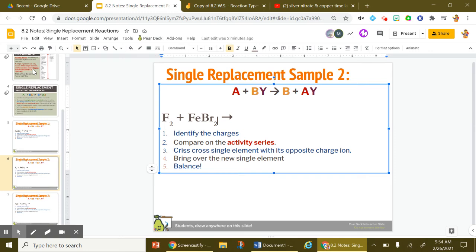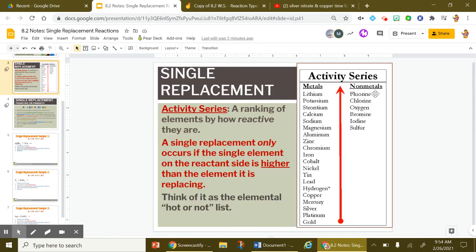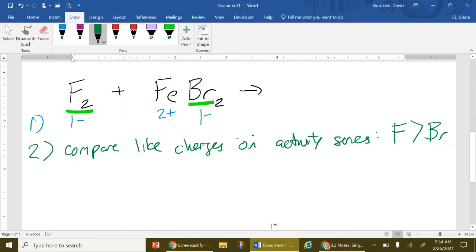So I go to the activity series and I see, oh, fluorine is at the very top, bromine is farther down. So fluorine will replace pretty much any nonmetal in an ionic compound. Fluorine is like the Channing Tatum of nonmetals. I don't care who you're going out with, you will dump them to go out with Channing Tatum. Okay? So this reaction occurs. Ta-da!